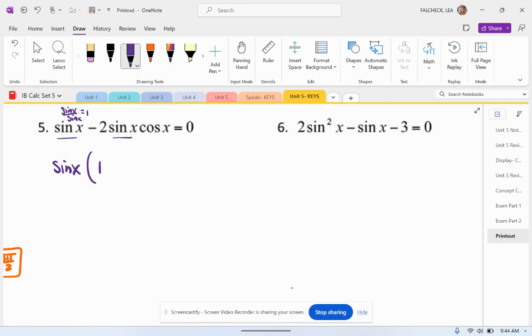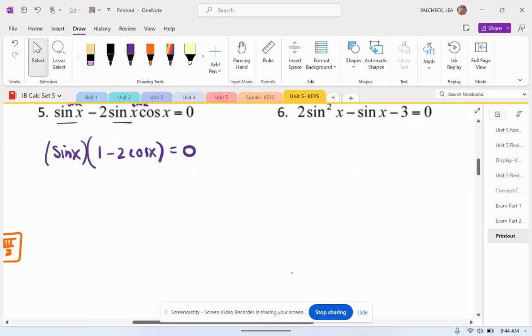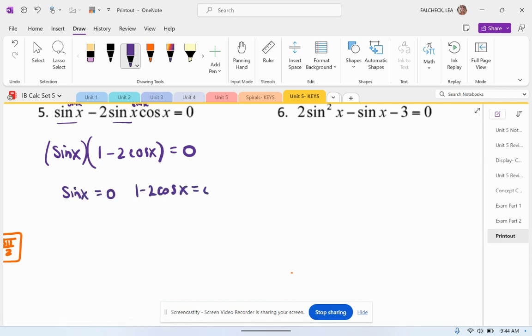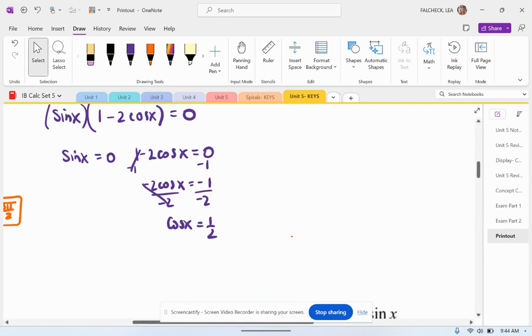1 goes in here. 2 sine x cosine x divided by sine x, the GCF, would give me minus 2 cosine x equals 0. And then now I've got two factors multiplied together equals 0, so the zero product rule applies. All right, so I've got sine x equals 0, cosine x equals 1/2. Okay, sine x equals 0.